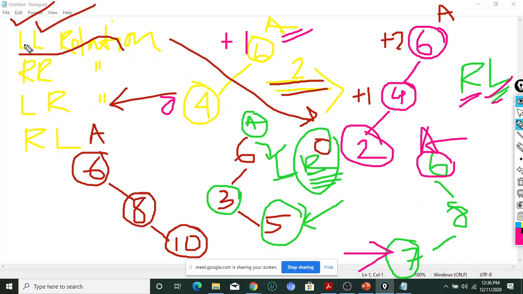Understood? So what is the meaning of LR? Inserted node in the left subtree of A. RR means inserted node in the right subtree. Where we are inserting, this position identifies where we are inserting. So LL means inserting node in the left subtree of A. RR means inserting node in the right subtree of A. LR means inserting node in the right subtree of left subtree of A. And RL means inserting node in the left subtree of right subtree of A. Understood? This is for notation. What is the meaning of this rotation?